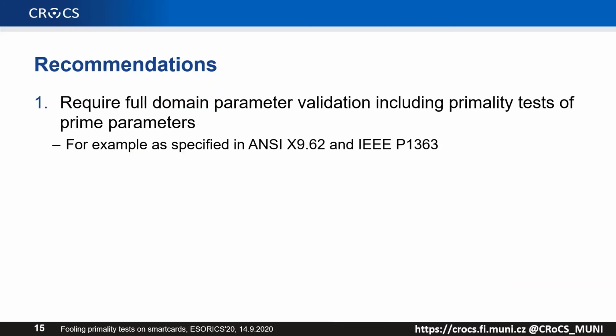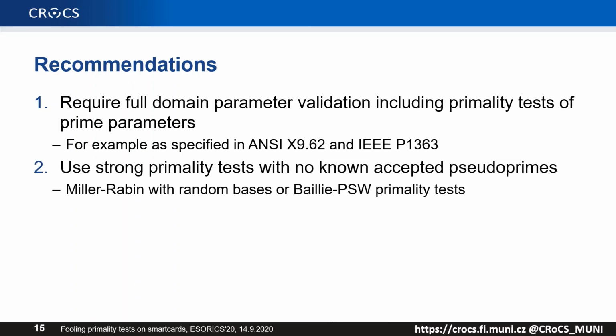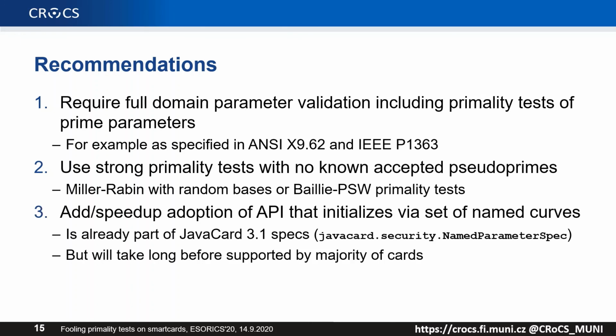So what are the recommendations? Just do what is already specified in various standards, like ANSI X9.62. So just do the full domain parameter validation, including these primality tests. If you are doing primality tests, then do it properly. So either use Miller-Rabin with random bases, or maybe Baillie-PSW shall be doable on the card as well.